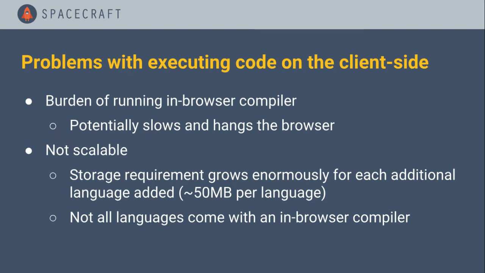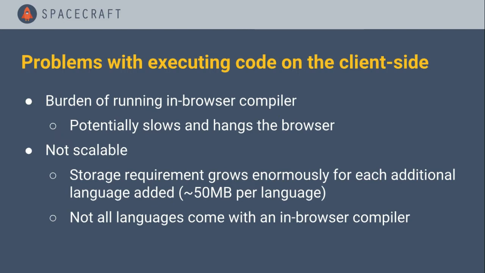Now, we explored executing code in the browser, but we found that it's not feasible because when we run an in-browser compiler, it's going to put a lot of burden on the browser. What this means is that when you execute computation-heavy code, such as an infinite loop or some such, it could slow down and potentially crash the browser. Secondly, it's not very scalable. For each language added, it's around 15 megabytes for each runtime. So browsers have to download all of them.